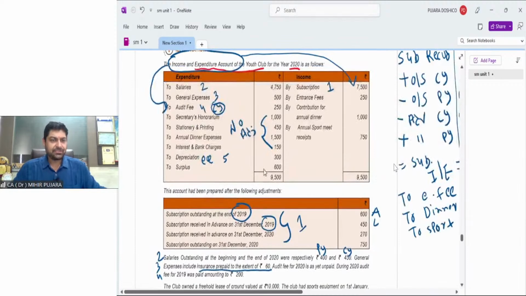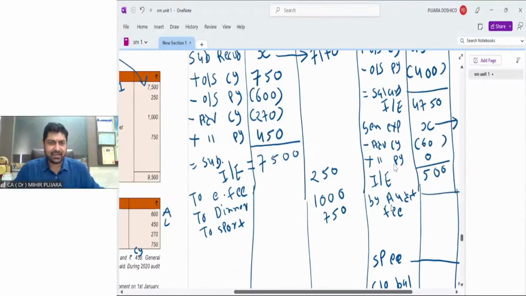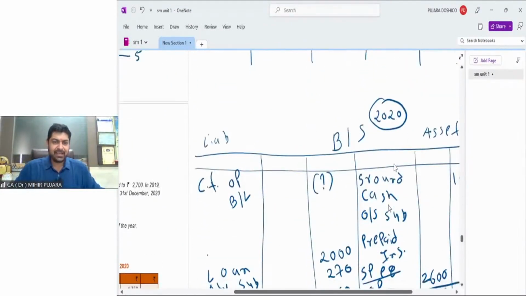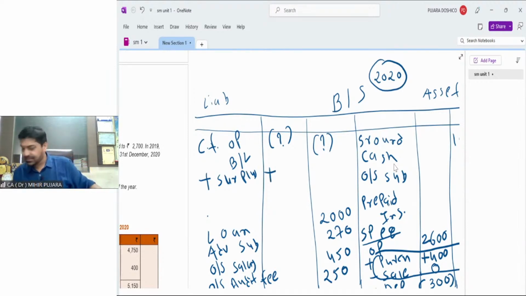Okay. So it is over, guys. Surplus 600. It should be added in a capital fund. Whatever capital fund we will find out, we will add the surplus, 600.